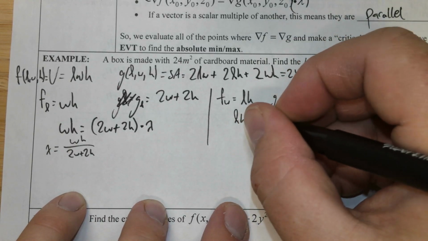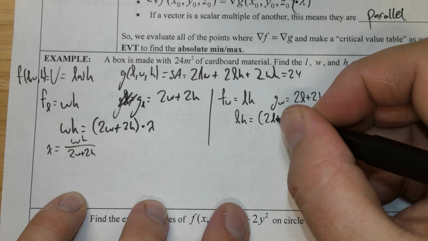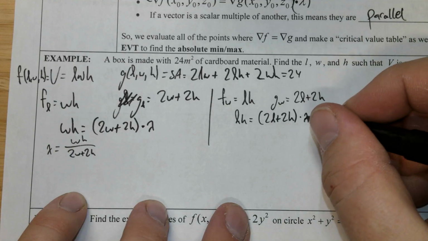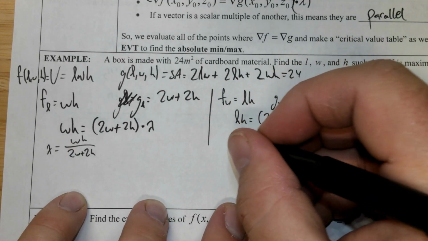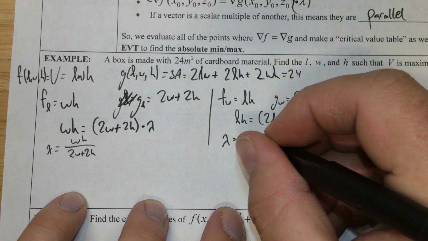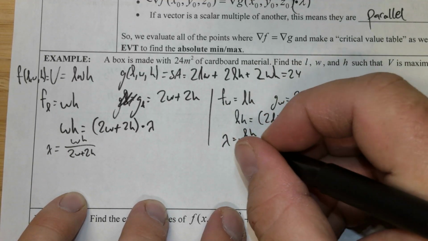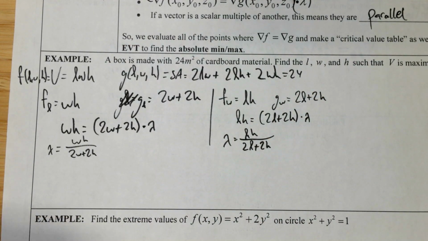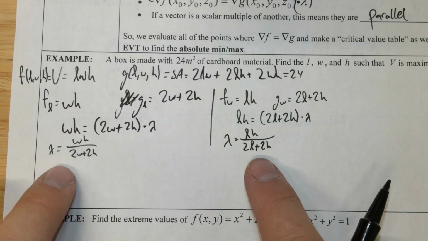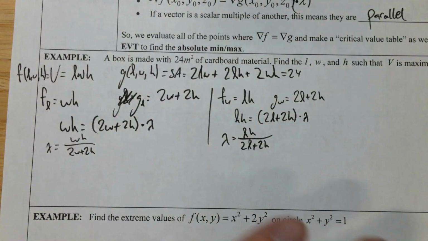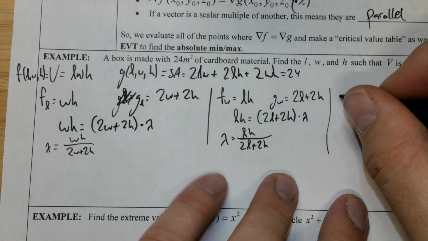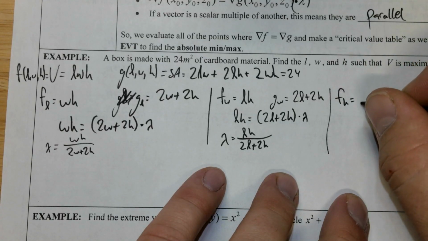And so I know that length times height is (2L plus 2H) times lambda. That's the same lambda, that's the same value. And so lambda would also equal length times height over 2 length plus 2 height. Well, before I get too far ahead of myself, let's do all 3 dimensions. But guess what? We're going to say the same thing with height.